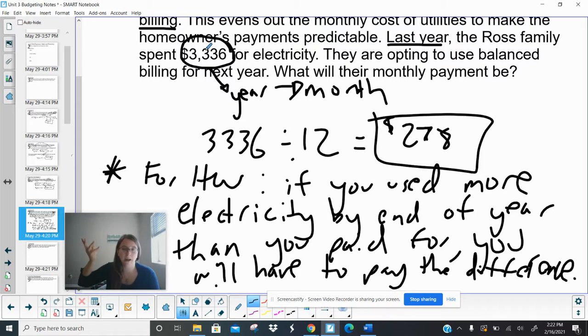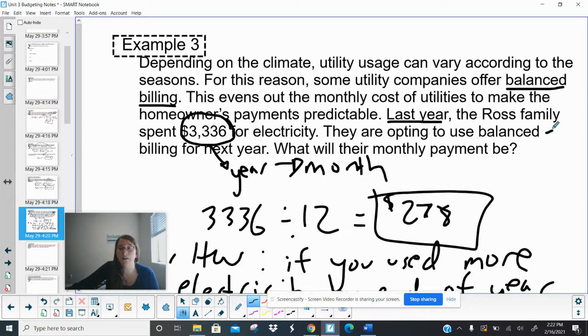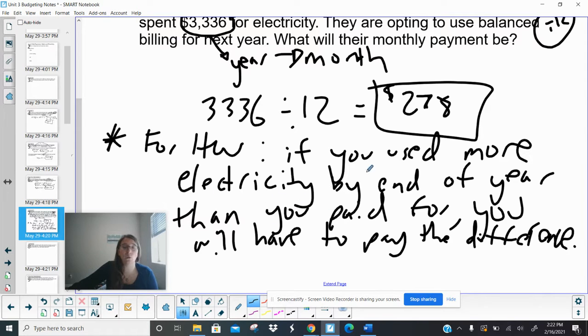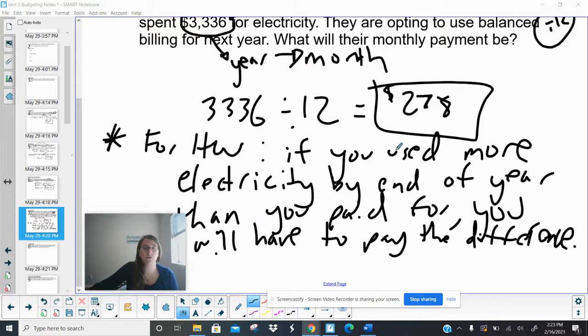So that's the only downside to balance billing: they are estimating based off of your previous year what to charge you each month. Again, it's the same, that's cool. But if you actually use more electricity, you owe them a check for the difference come the end of the year, and hopefully it's not a very big check. So that's something to keep in mind. So balance billing, all you have to do is divide by 12. That's it. However, in your homework, there is a question related to this concept. If you're a little bit confused by it, let me know. But hopefully you can understand what it's saying here.